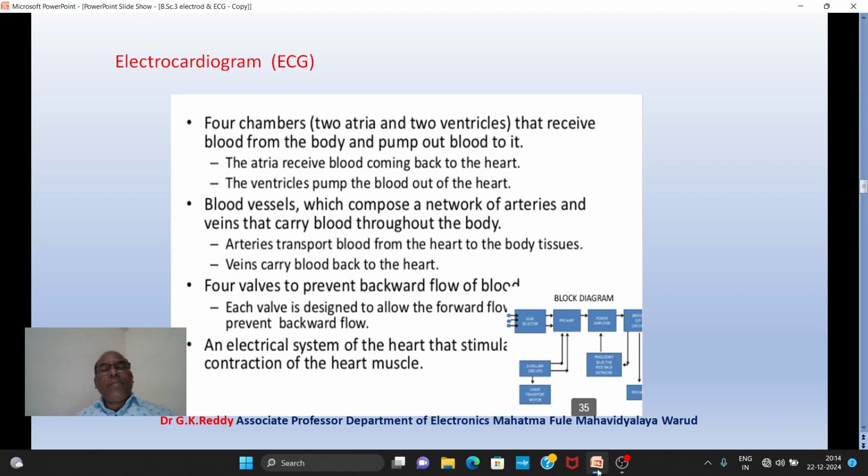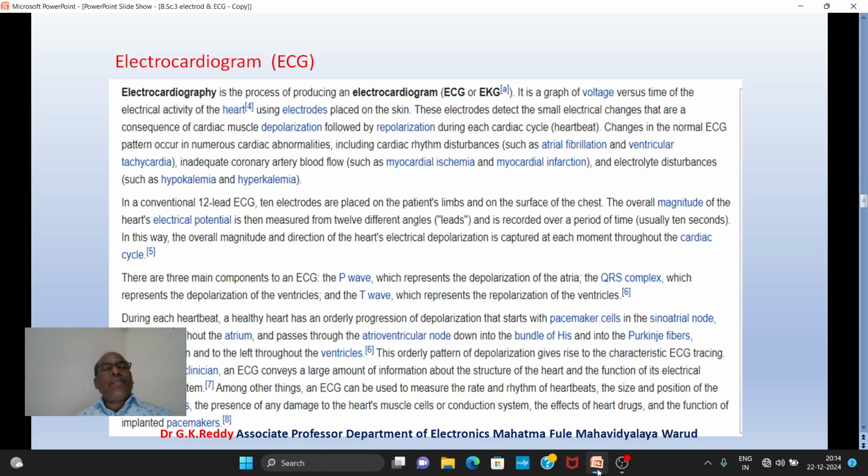Blood vessels compose a network of arteries and veins that carry blood throughout the body. Arteries transport blood from the heart to the body tissue. Veins carry blood back to the heart. Four valves are used to prevent backward flow of blood. Each valve is designed to allow the forward flow of the blood and prevent backward flow. An electrical system of the heart stimulates the contraction of the heart muscle.